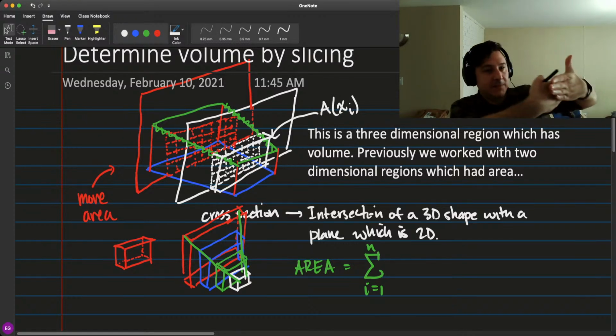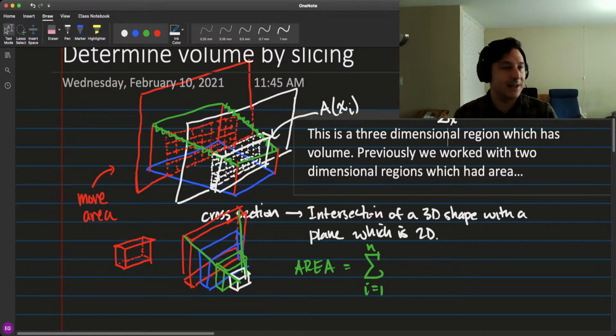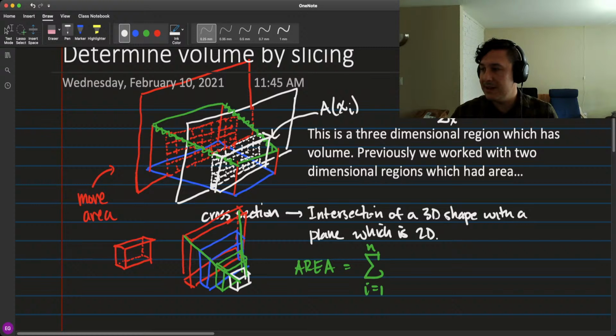I start off with a sheet of paper and then we're just going to stretch it out. We're going to stretch it out by an amount delta x. So we're starting off with a sheet of paper, and that sheet of paper has some area A(xi), and then we're going to add some oomph to it. The oomph that we're adding is delta x. So we're saying this side has area A(xi).